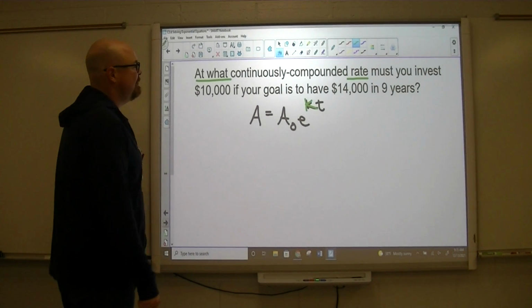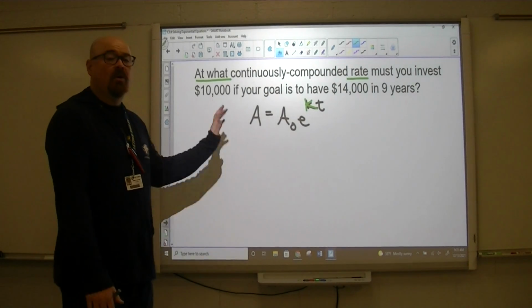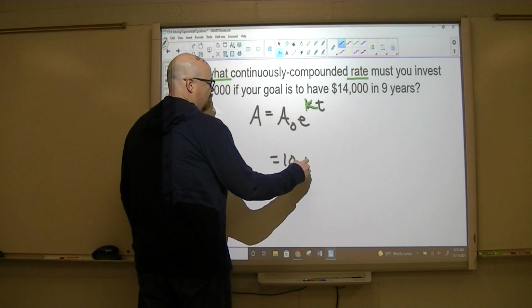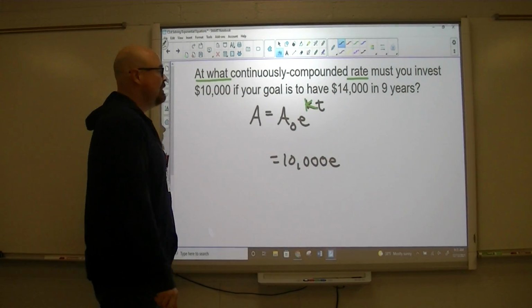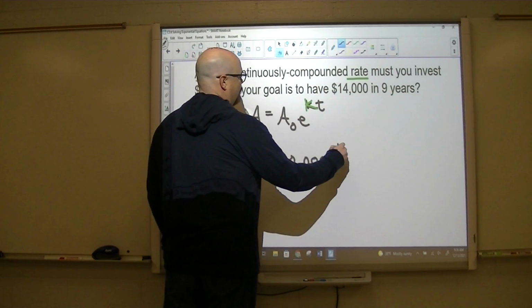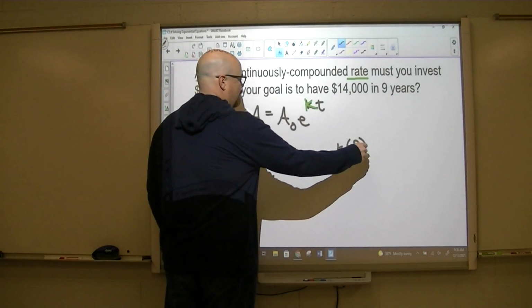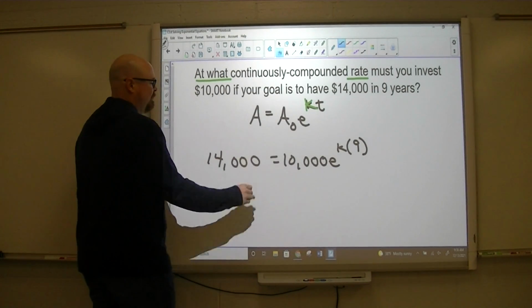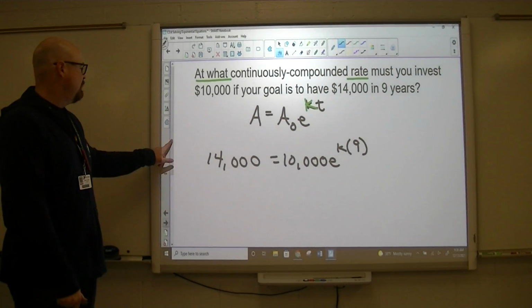Must you invest $10,000 if your goal is to have $14,000 in 9 years? So $10,000 is our initial amount. All right, E is E, not a variable. K is the rate that we're trying to determine. This is going to go for 9 years. And the account balance you want is $14,000. Okay?